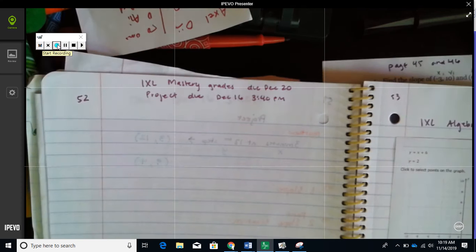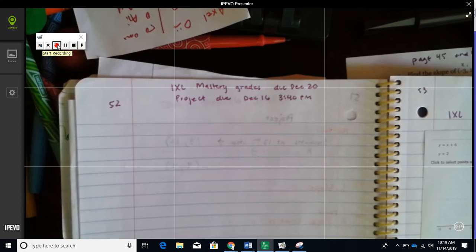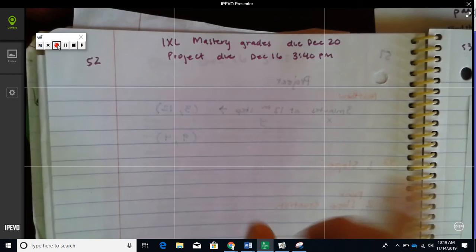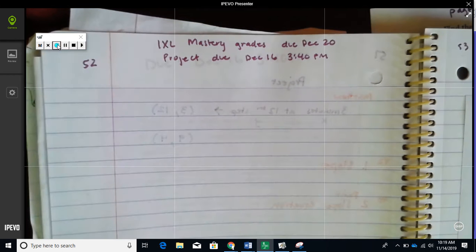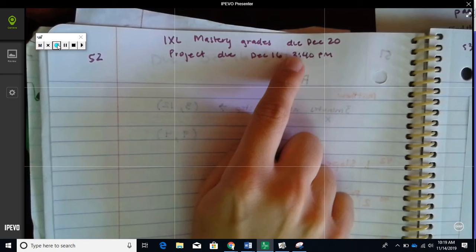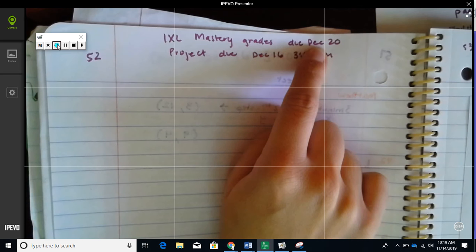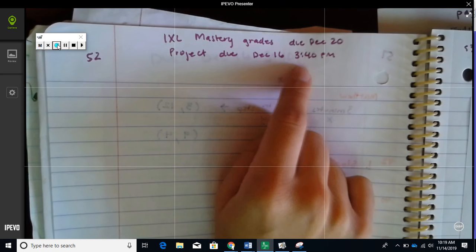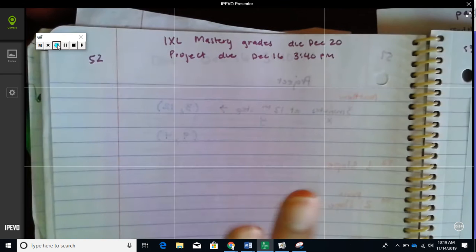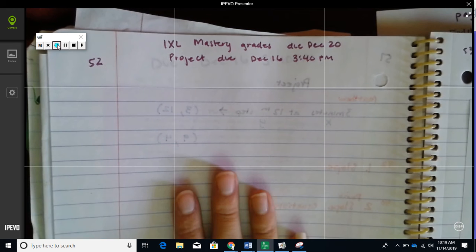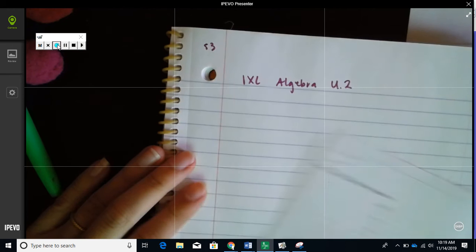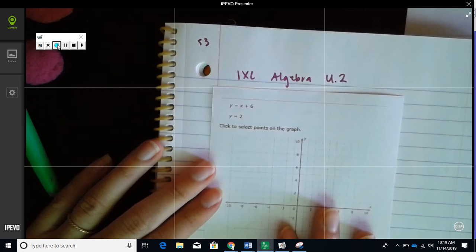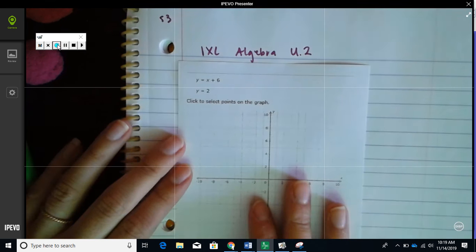Alright, so what we're doing on page 52, you should be getting a progress report today. At the very top, this should be glued on page 52. I realized I messed up in first period. The IXL mastery grades are all due by December 20th, and the project is due December 16th by 3:40. So that's just a reminder. Please get this signed and bring it back. If it's not signed and brought back by Friday, tomorrow, then I'll have to send your guardians the progress report themselves.